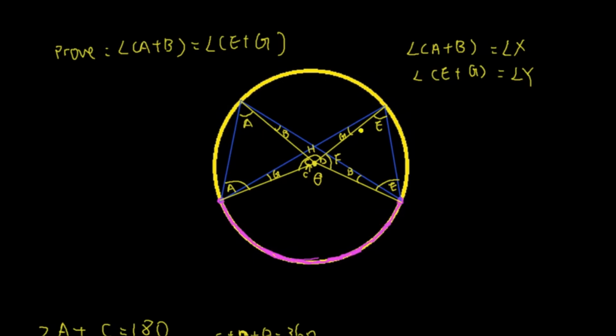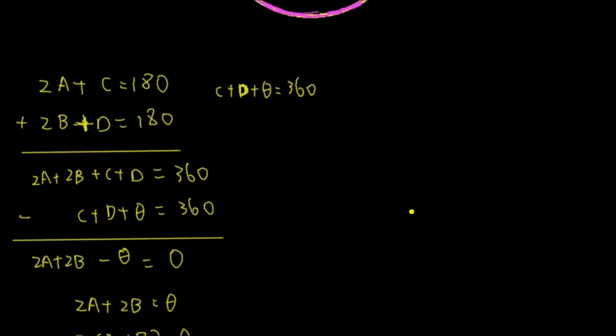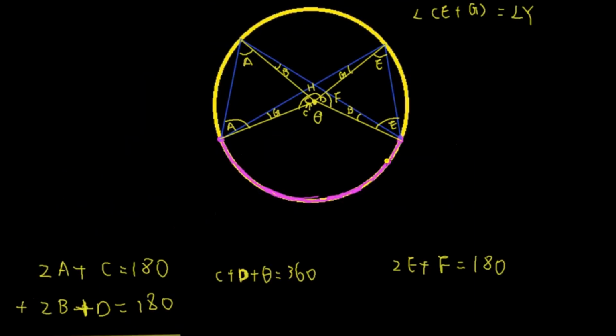Okay, so from this triangle here, we can say that this is a triangle, right? All three angles add up to 180 degrees. So E plus F should be 180 degrees. So let's say 2E. So we have 2E plus F equal to 180 degrees. Okay, so that's this triangle here.